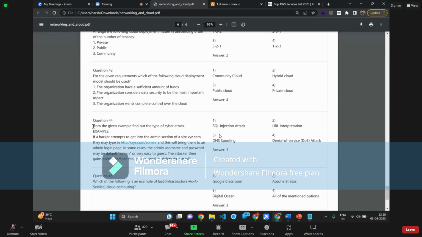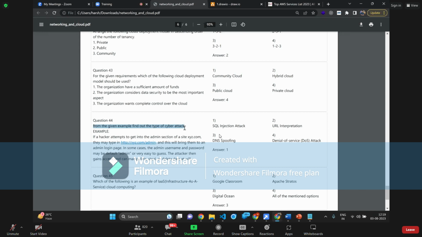Now let us do a security question from the given example below. Find out the type of cyber attack. If a hacker attempts to get into the admin section of a site xyz.com, they may type in /admin. This will bring up an admin login page, and in some cases, the admin username and password may be default admin or very easy to guess. The attacker will gain access and manipulate it to steal data at will.